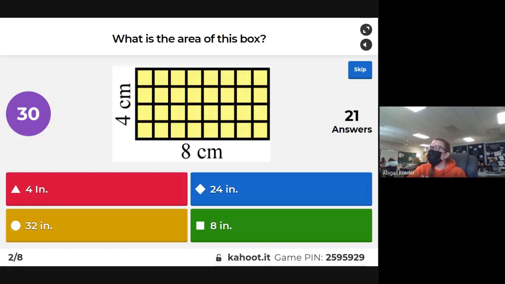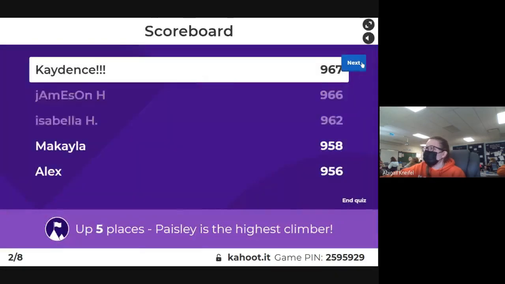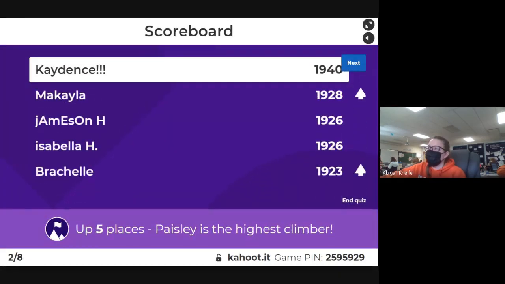What is the area of the box? The correct answer is 32 inches because area is length times width. So they gave you two numbers. 4 times 8 is 32. You should have put 32. Cadence is still in the lead, then Michaela and Jameson. We're moving on.